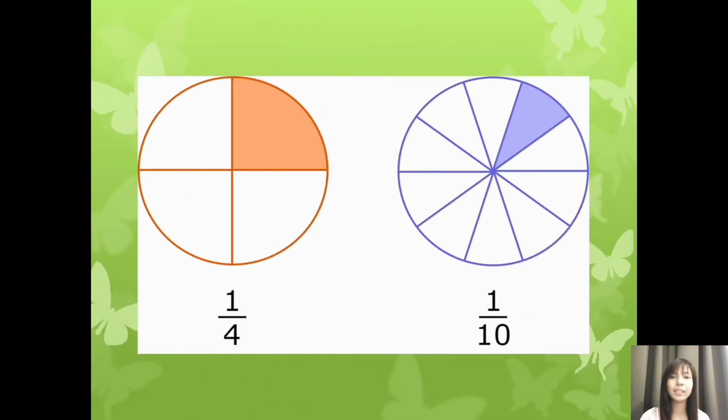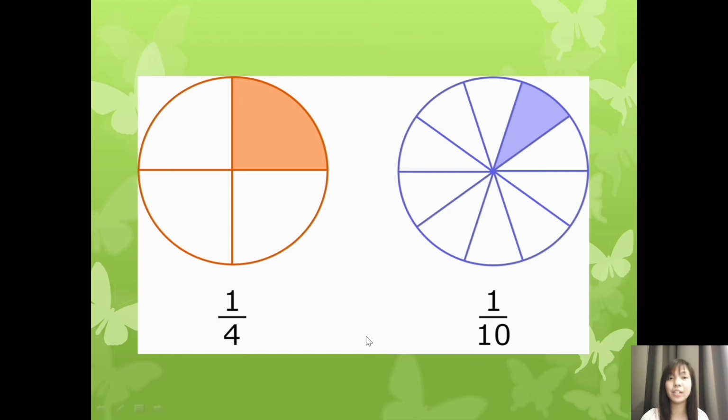Alright. Guess what's the answer, guys? So we have here 1 shaded part, so 1, and then 1, 2, 3, 4, so 4. 1/4, and then we have 1 shaded part, 1, and then we have 10 parts, so 1/10. 1/4, 1/10. So, what have you observed? What do they have in common? Is it the numerator or denominator? Alright, the numerator.